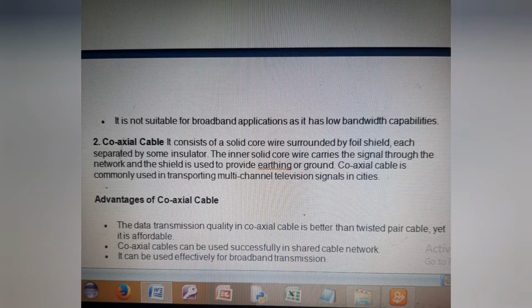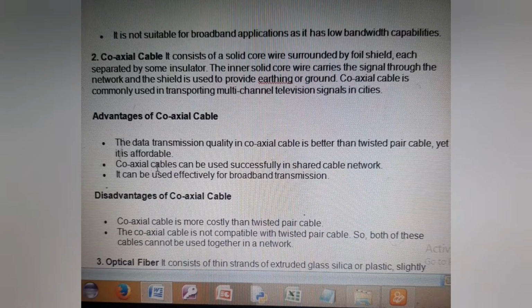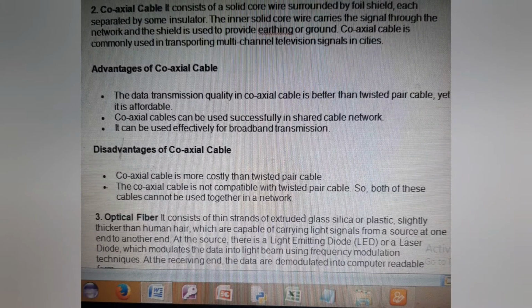The advantage that we have is that they can be used successfully in a shared cable network. Second, the quality of the data transmission is better than that of twisted pair cable. And it can be used effectively for broadband communication. So if you have a broadband internet connection and you want to make communications, then instead of twisted pair cable, you can buy a coaxial cable.